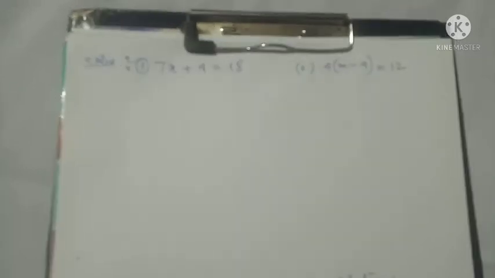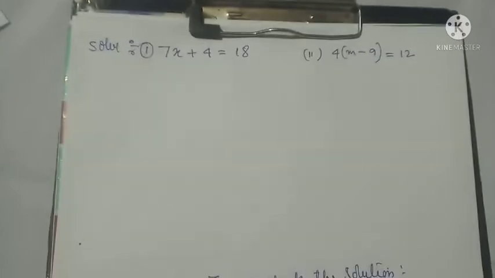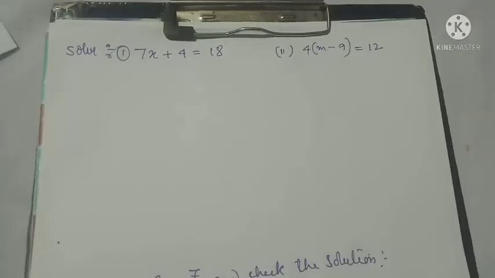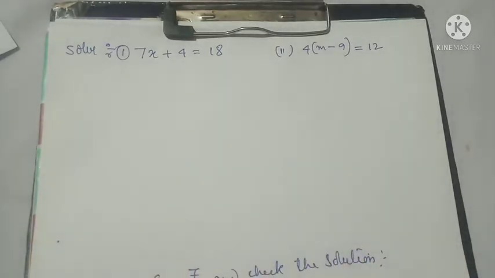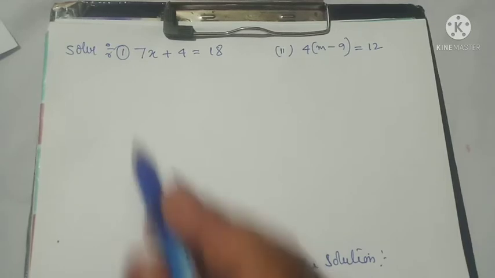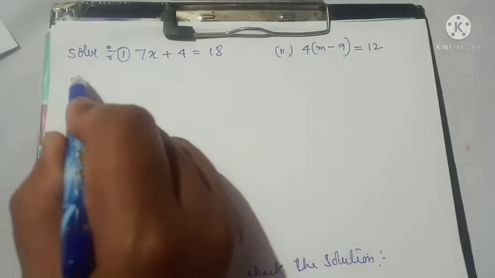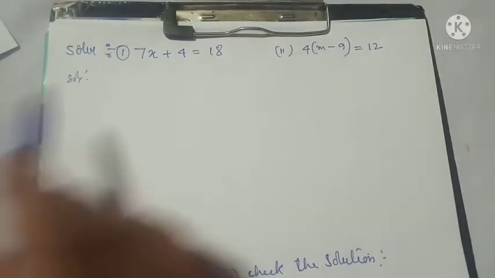In this example, we are going to start to solve the linear equation. In this example we have to discuss the rules for solving the linear equation. The first one is the systematic method. We are going to find the solution by using the systematic method. See, in this case, 7x plus 4 is equal to 18. So in the solution we have to find the value of x.